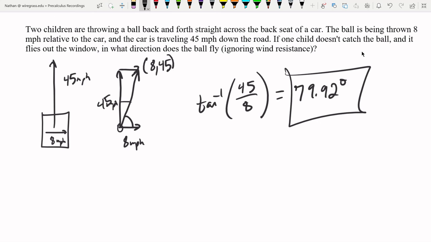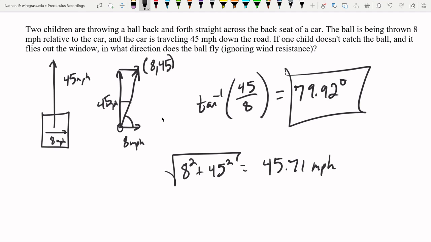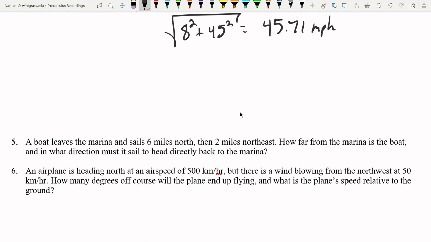You could, of course, find the magnitude. Let's just find it real quick. The speed the ball is going once it leaves the car is going to be the square root of 8 squared plus 45 squared. So it's going to go at 45.71 miles per hour. Give it a try in numbers 5 and 6.